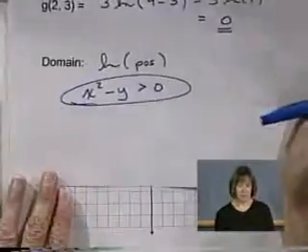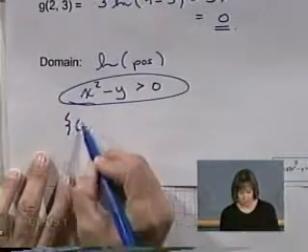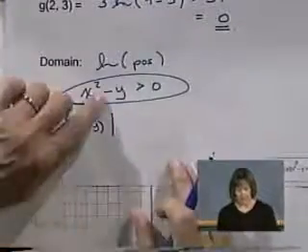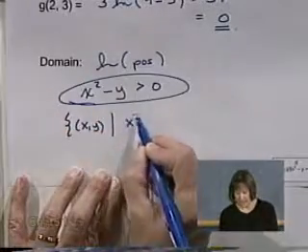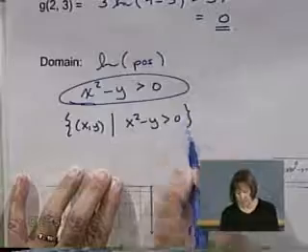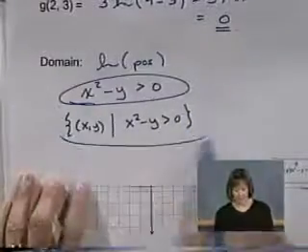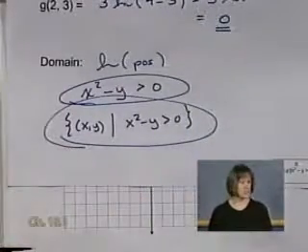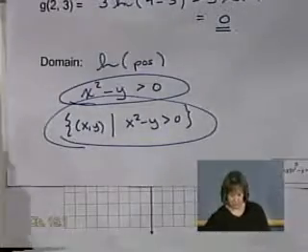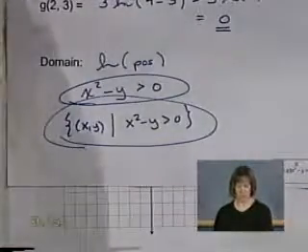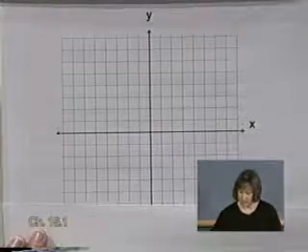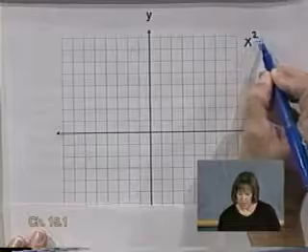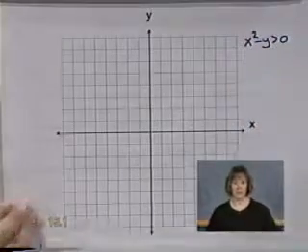So if I wanted to write out my domain, it's the set of all ordered pairs x, y. That line, by the way, there means such that. Okay, so I'm giving the rule. I need x squared minus y to be strictly greater than 0. Now, writing that for my domain, that looks all well and good, but can I picture it? What does it look like? So let's go to our graph paper. We want to graph the region where x squared minus y is greater than 0. That's what I want to graph.